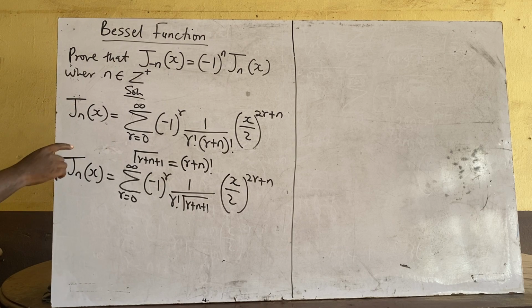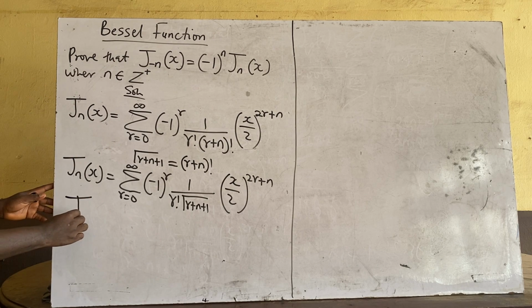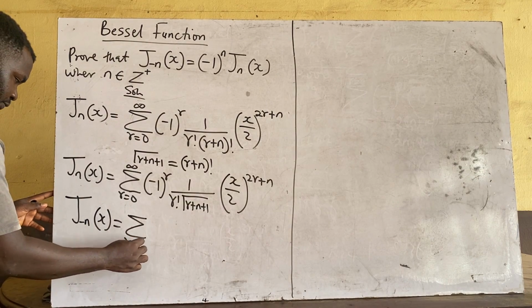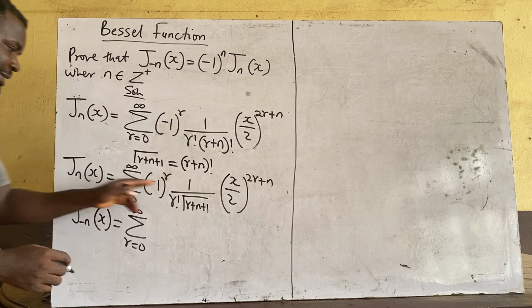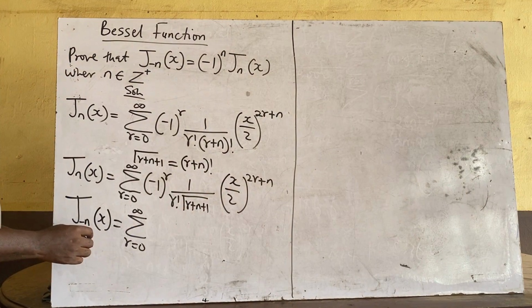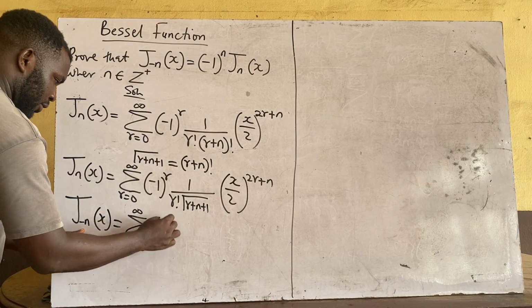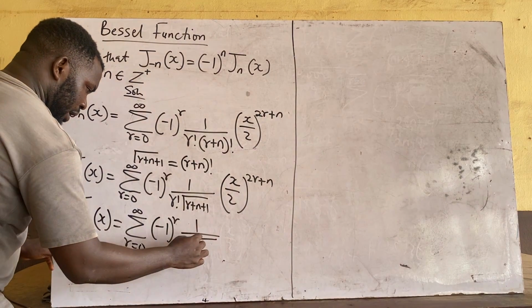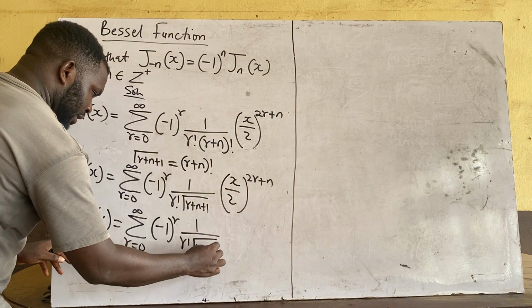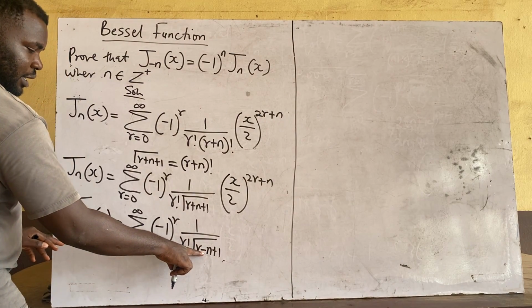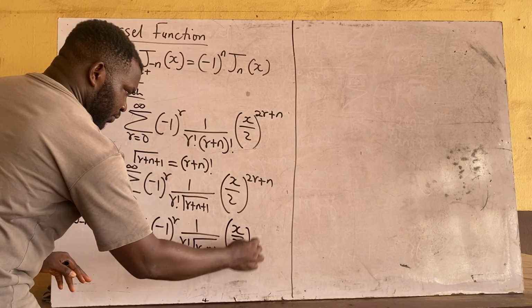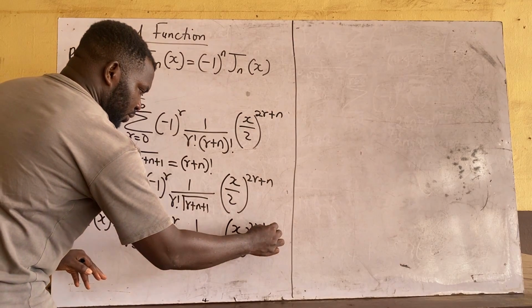So let's check J minus n. So J subscript minus n of x is equal to the summation of r starting from 0 to infinity. That means anywhere I see n in this equation, I'll change it to minus n. So I'll have minus 1 raised to power r, 1 over r factorial, the gamma function of r minus n plus 1. You see that I'm putting minus n, changing it. So in bracket of x over 2, then I'm having 2r plus n.